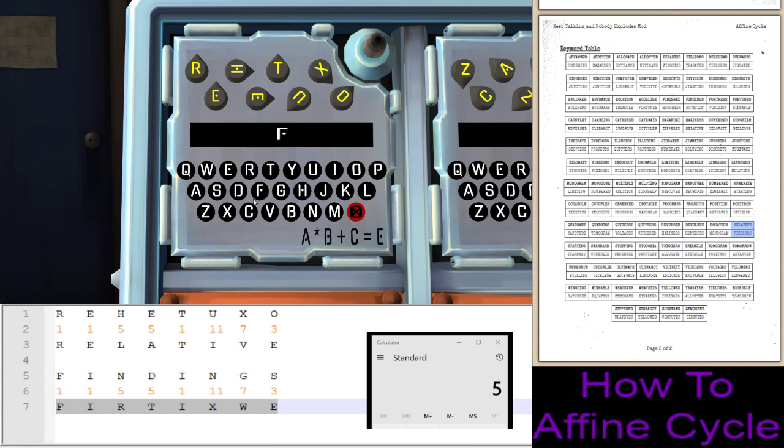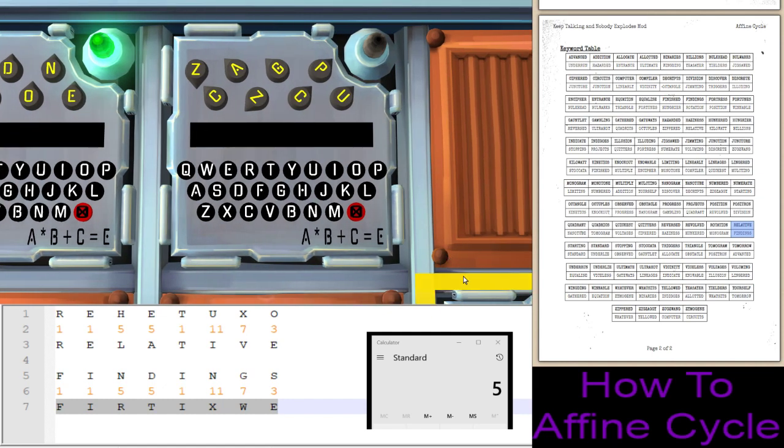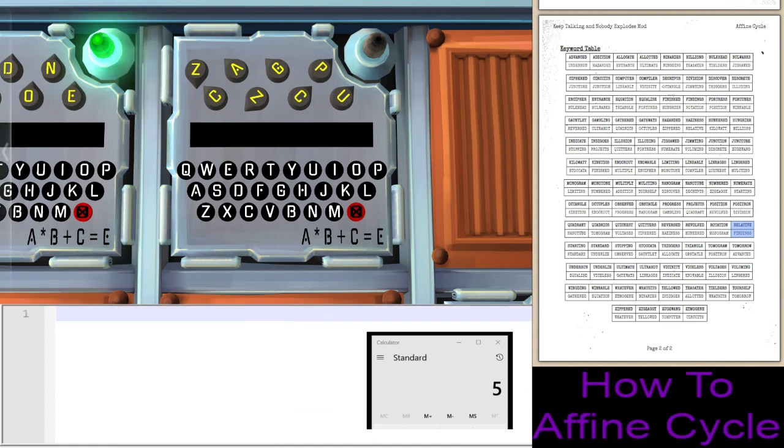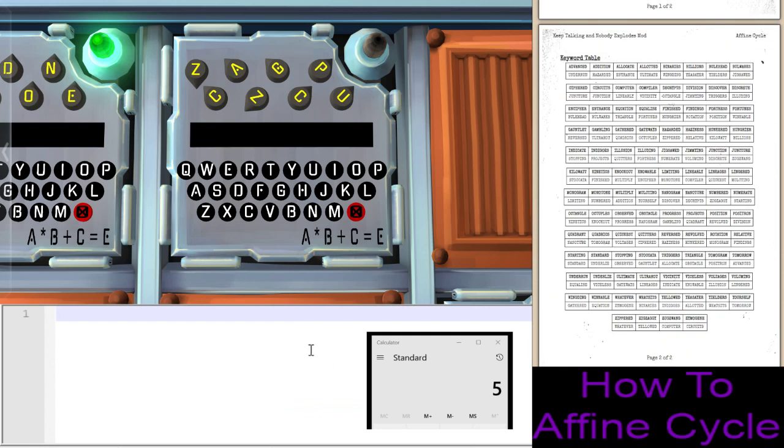Foxtrot, India, Romeo, Tango, India, X-ray, Whiskey, Echo. If it is correct, it turns green and spells out "well done." We're finished with that module. This one's a lengthier one than Caesar by far. Slightly harder math, but it's not too bad. So let's do one more together.